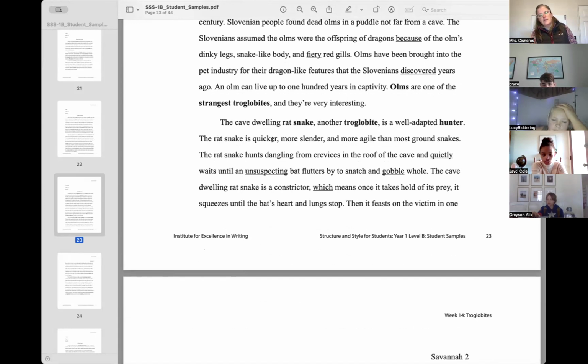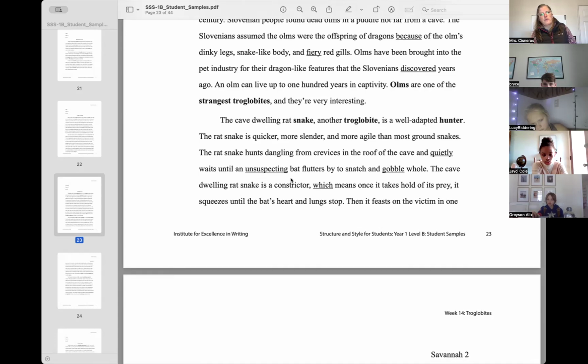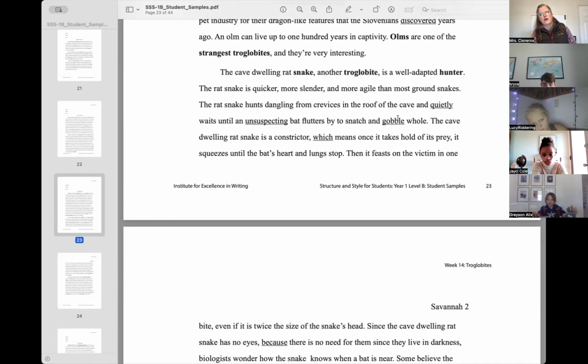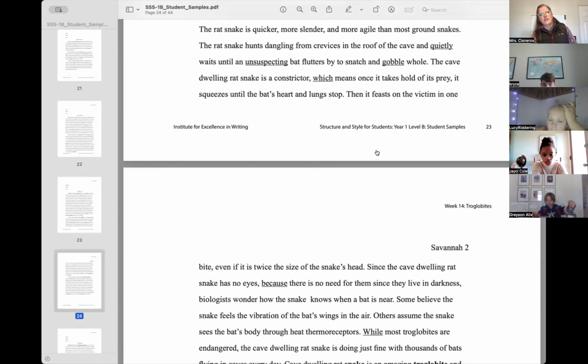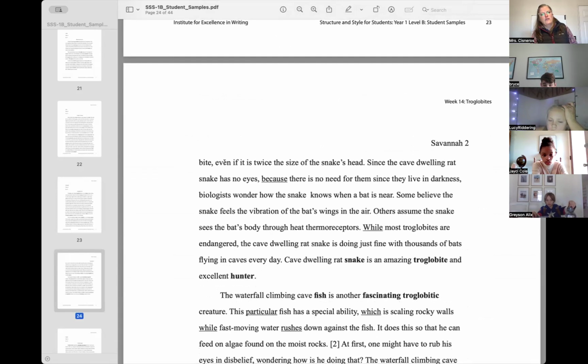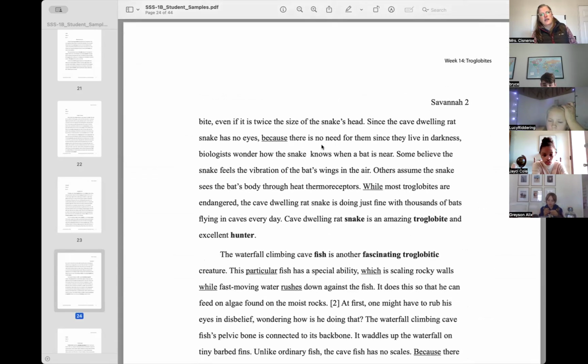The rat snake is quicker, more slender, and more agile than most ground snakes. The rat snake hunts dangling from crevices in the roof of the cave and quietly waits until the unsuspecting bat flutters by to snatch and gobble whole. The cave-dwelling rat snake is a constrictor, which means once it takes hold of its prey, it squeezes until the bat's heart and lungs stop. Then it feasts on the victim in one bite, even if it is twice the size of the snake's head.